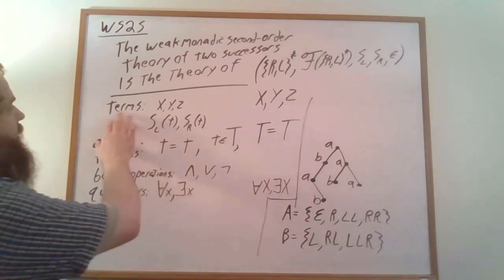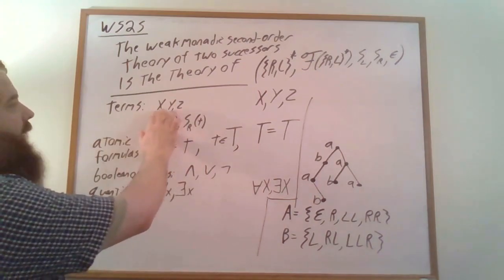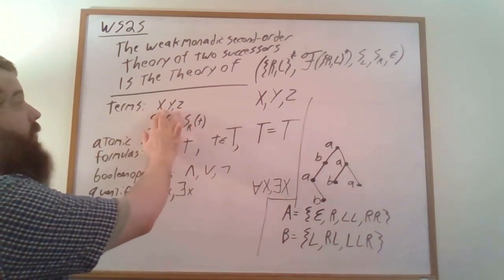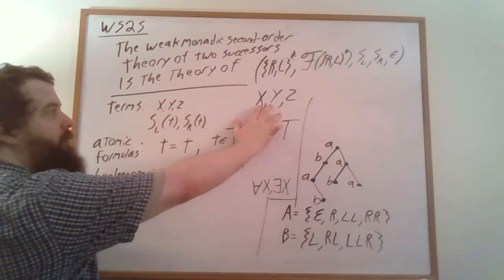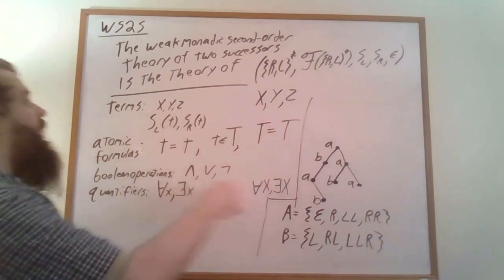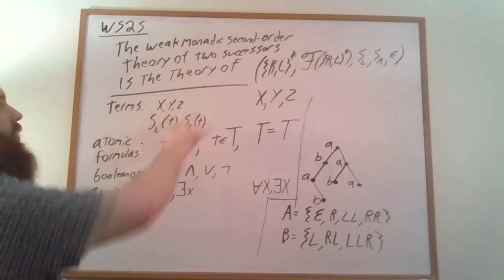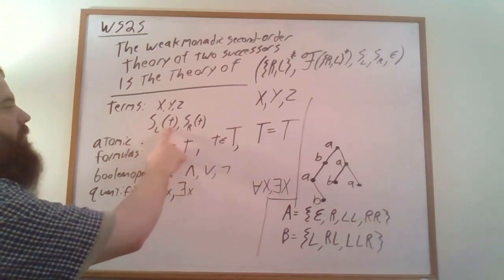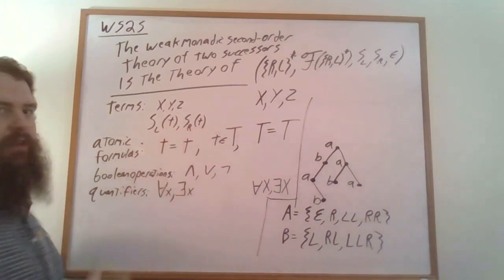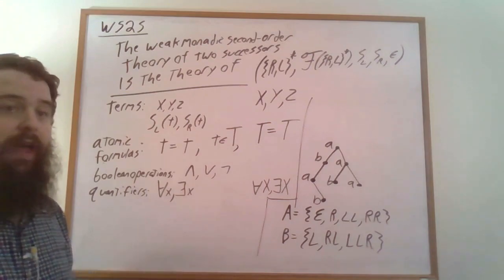We start off with terms. These are going to be variables. I'll use lowercase variables to represent words and uppercase variables to represent sets. And if we have a term, we can also talk about the successor left of that term or the successor right of that term. We can build up terms in that way.